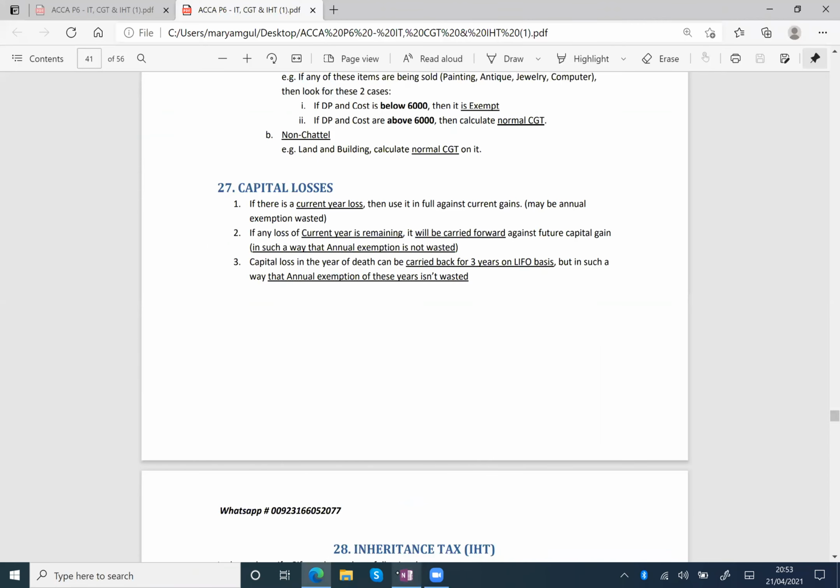Next, number two. If any loss of the current year is remaining, then it will be carried forward against future capital gains. Capital loss can never be carried back. Always set off the current year fully, and if still remaining, then carry forward. Carry forward has no limit. You have to carry forward and set off against future capital gains until all loss is relieved. But in brackets it is mentioned that the annual exemption is not wasted, meaning you set off the carried forward loss only up to the amount that leaves your annual exemption.